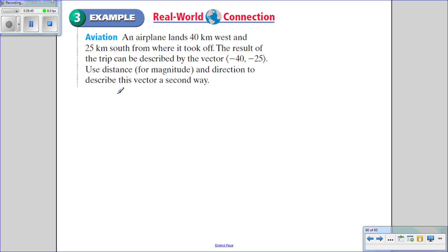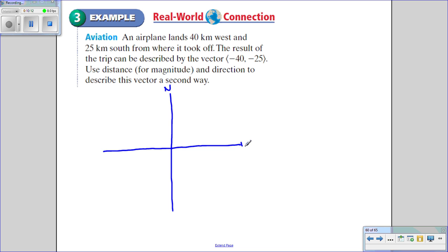Okay, the last type of example we're going to do is put it all together. We're going to use the magnitude, which is the distance, and direction. We're going to describe our direction using compasses and all that good stuff. So here's an aviation question that says an airplane lands 40 kilometers west and 25 kilometers south from where it took off. So I'm going to draw myself a little map here.